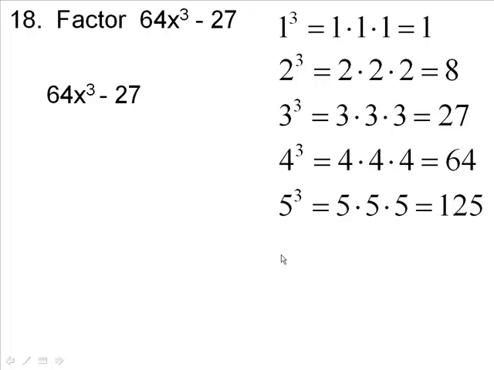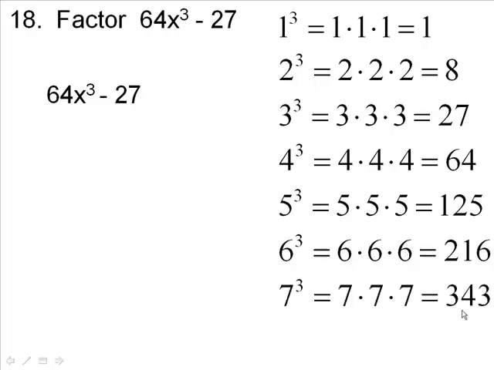6 times 6 times 6, you probably haven't thought of this one too much. But 6 times 6 is 36. 36 times 6 is 216. Okay, so you would look for numbers like 64 or 125 or 216. What would 7 times 7 times 7 be? 7 times 7 is 49. 49 times 7, if you write it out, it's 343. Okay? So if you see 343, think of the number 7.